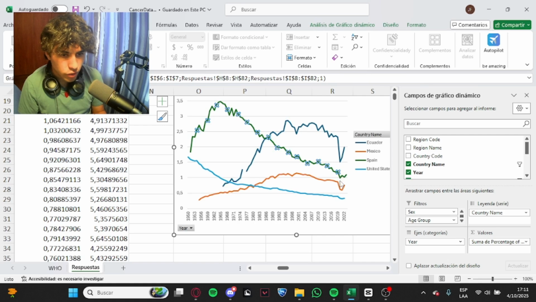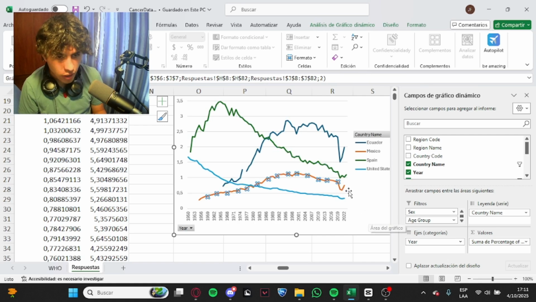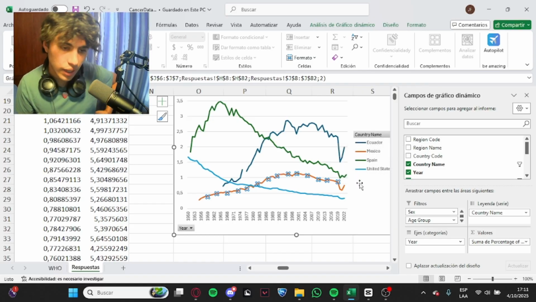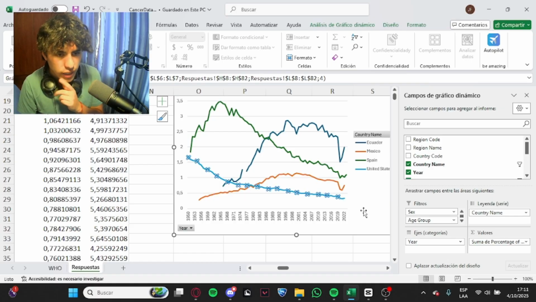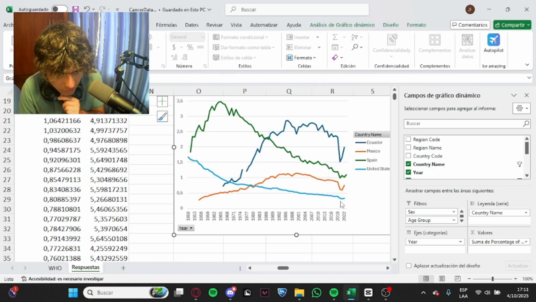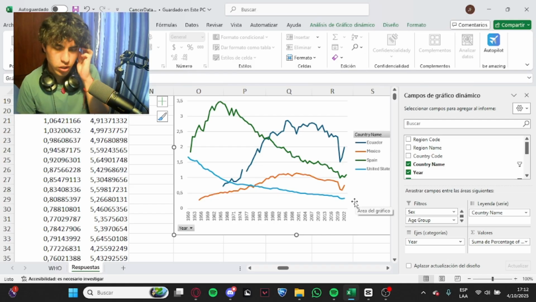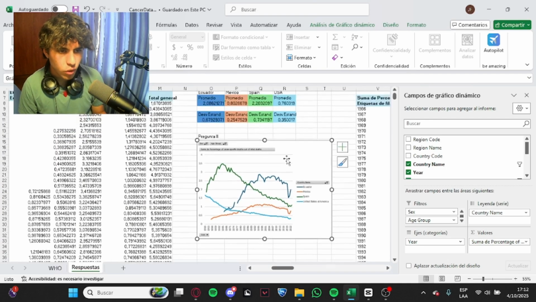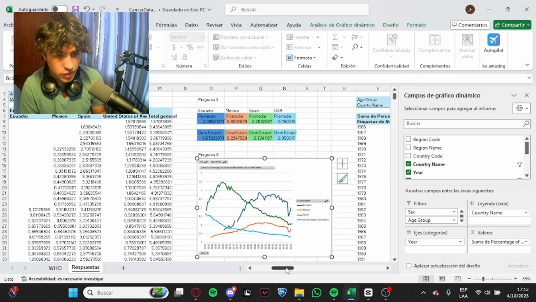We can see that also here in Spain and here in Mexico, that the average went down during this year, and then it went up again, which is very interesting. And actually here in the United States, you can see it a little, but not that much. So yeah, this is what we have analyzed from this.